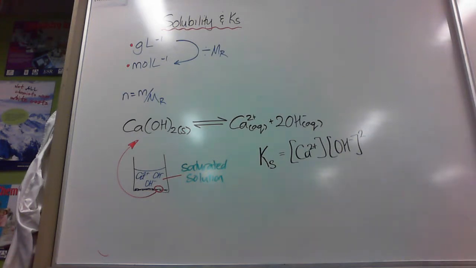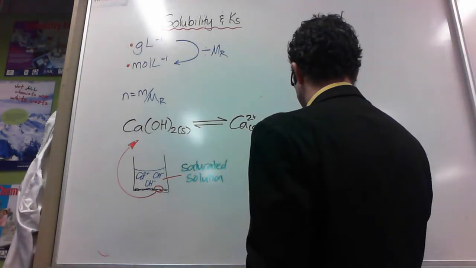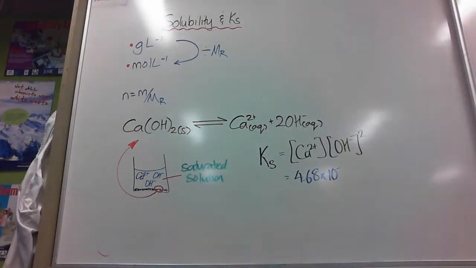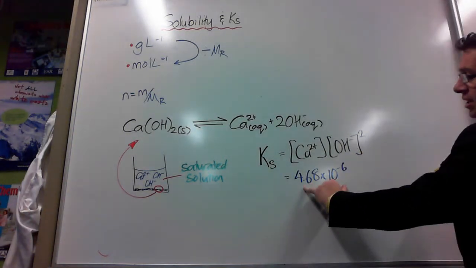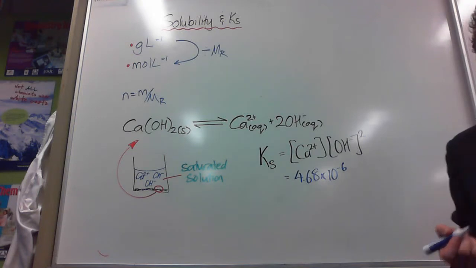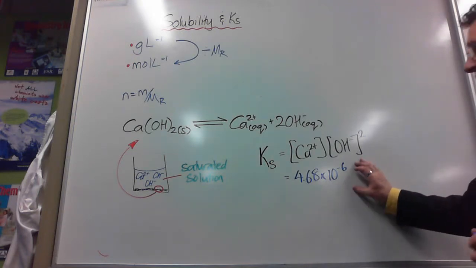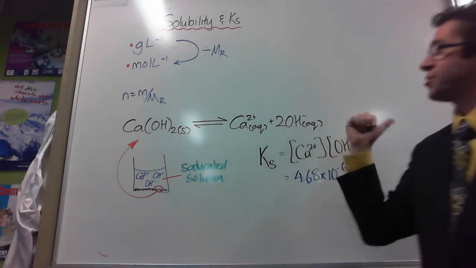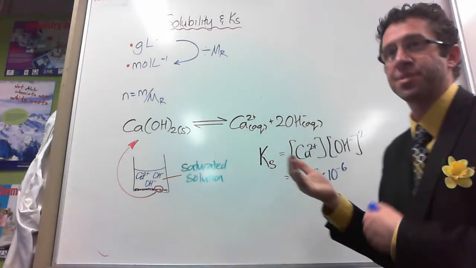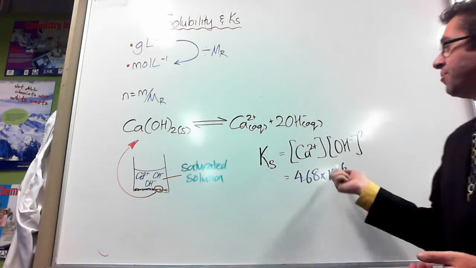What I do find though is that the value for this is very, very small. It is, and please excuse me while I quickly check if I've recorded this, 4.68 times 10 to the negative 6. Now this is a tiny number. It's about a millionth of one. So what that is telling me is that this is not very soluble at all. The bigger the Ks value is, the more this reaction goes in the forward direction, which means the more dissolves. So this is a tiny number.